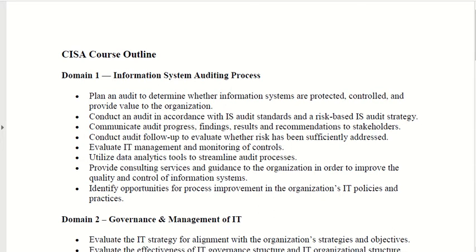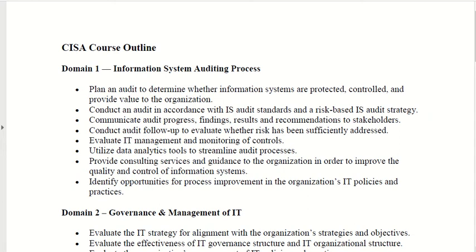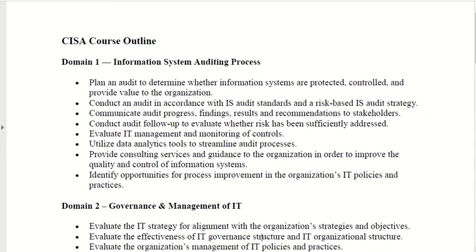Plan an audit to determine whether information systems are protected, controlled, and provide value to the organization. Conduct an audit in accordance with IS audit standards and risk-based IS audit strategy. Communicate audit progress, findings, results, and recommendations to stakeholders. Conduct audit follow-up to evaluate whether risk has been sufficiently addressed.